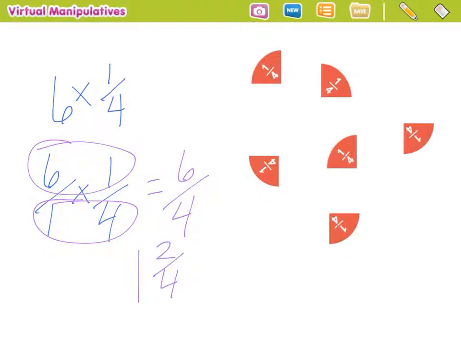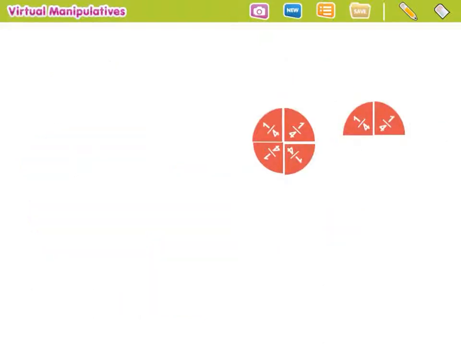Now we can actually reduce that down. And remember, when we're reducing, we do it to the bottom and we do it to the top. So I'm going to divide the top and the bottom by 2, and I end up with 1/2. Now let's see if that works out. So I had said that 6 times 1/4 would equal 1 1/2.